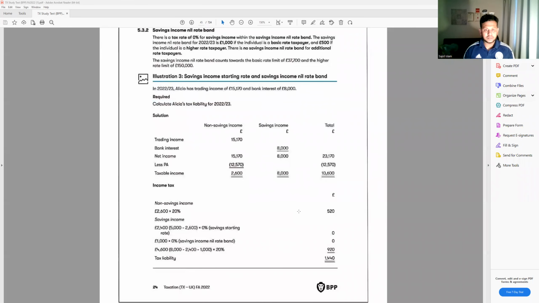We have a next example, and in this example they're also asking for the tax liability. All right, this time savings income and non-saving income. So Alice has trading income that is non-saving, 15,170, and bank interest of 8,000, that is savings. So you make a template, non-saving, saving. Trading income 15,170, non-savings; bank interest 8,000, saving. So you have a net income of 15,170 and 8,000. Then we have a total income of 23,170. That is very much less than 100,000.